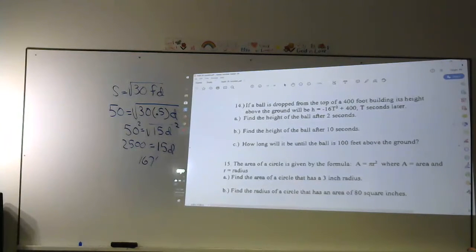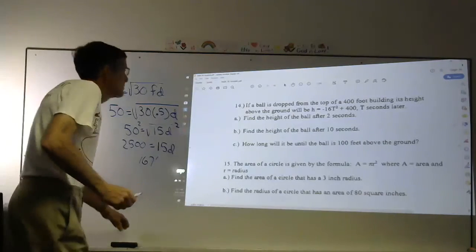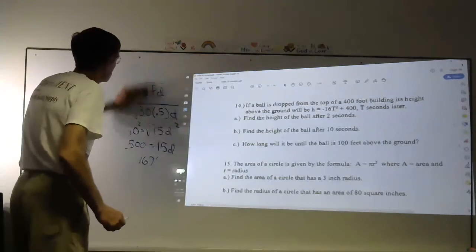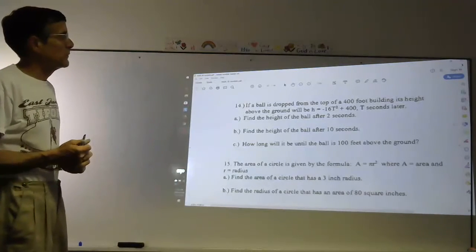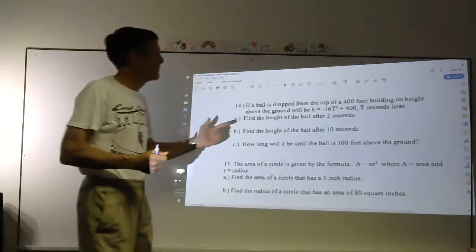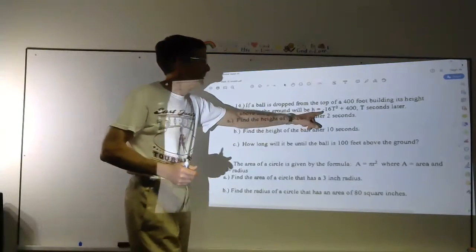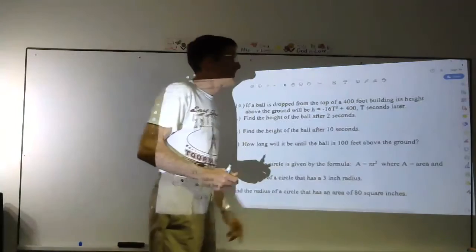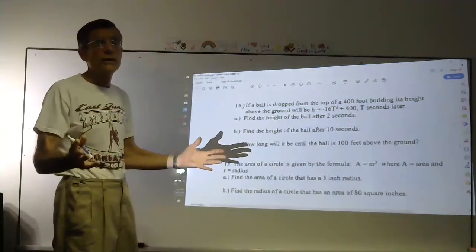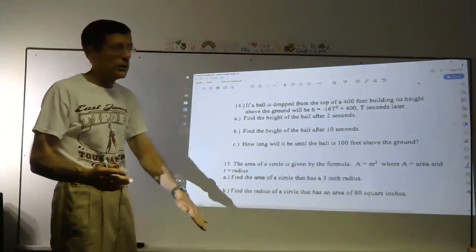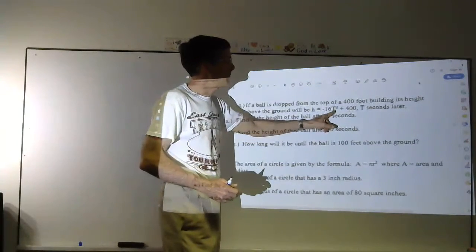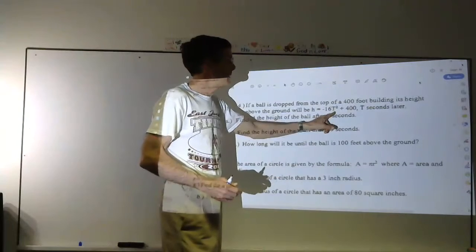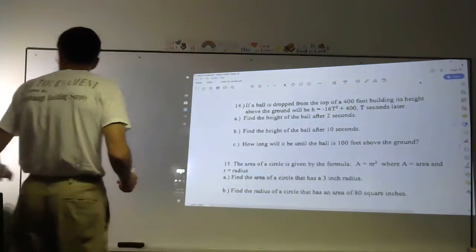A couple other formulas involving squared terms and square roots. Number 14 is if you drop a ball from the top of a 400-foot building. Its height above the ground will be h equal to this formula, t seconds later. You can figure out where the ball is as it's falling to the ground. Find the height of the ball after 2 seconds. I can put a 2 here for t, work this out, and find out what the height is.